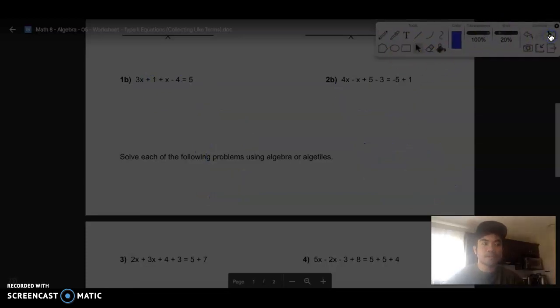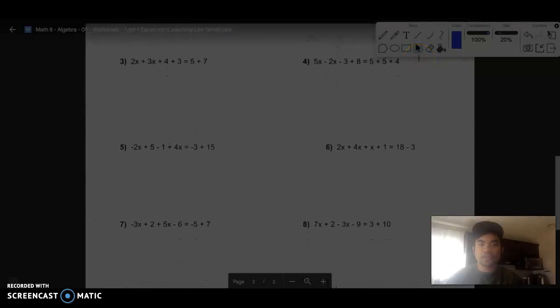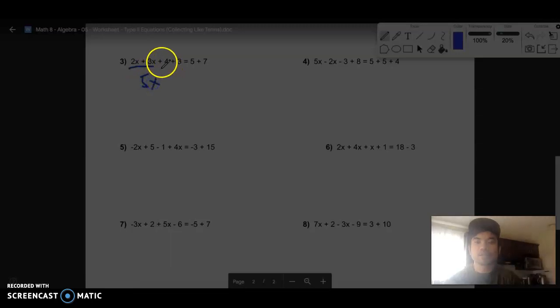So I'm gonna take this one out. All right, let's do these ones right away. Now let's collect like terms, okay? What is 2x plus 3x? That will be 5x. What is plus 4 plus 3? Plus 7. Now, 5 plus 7 is actually 12.